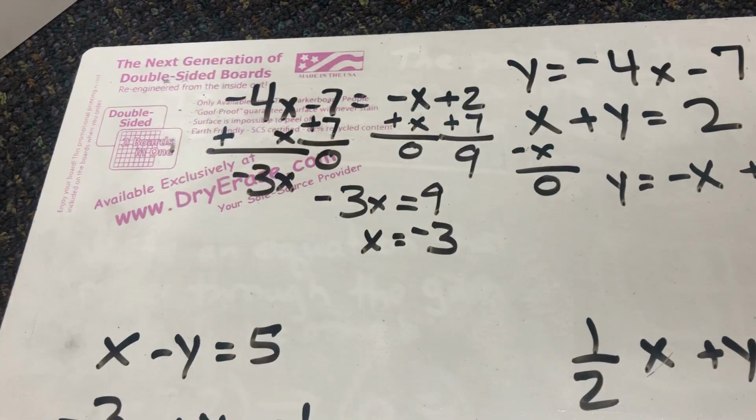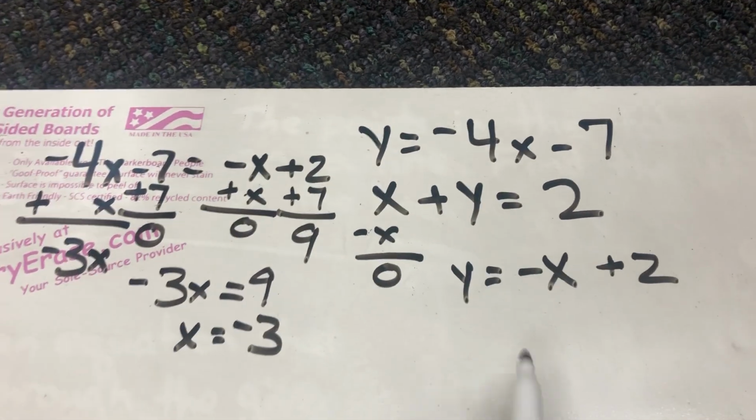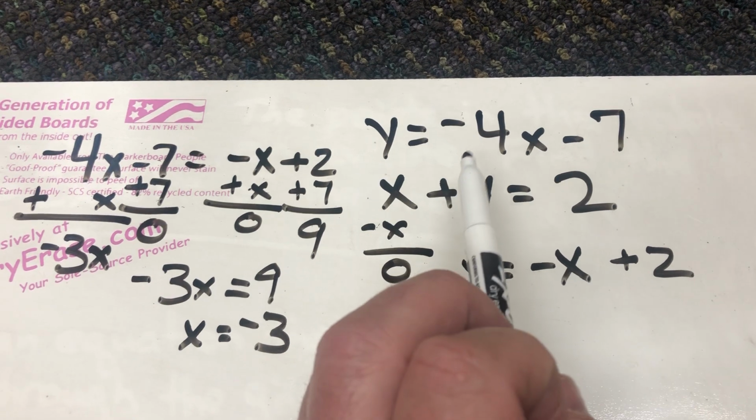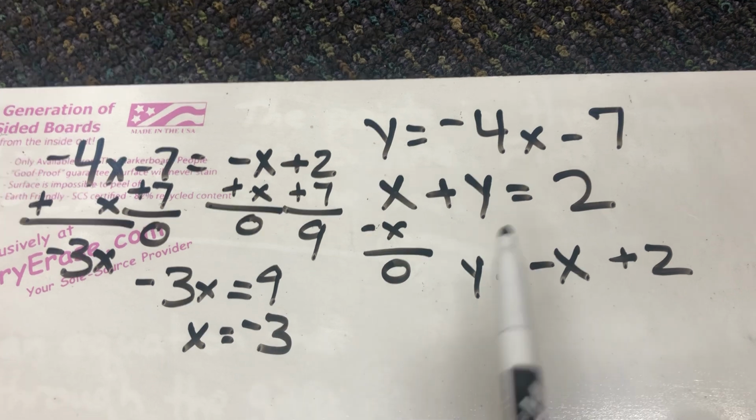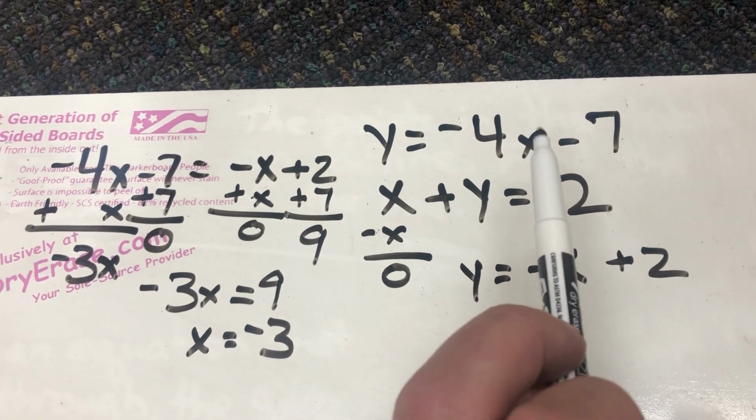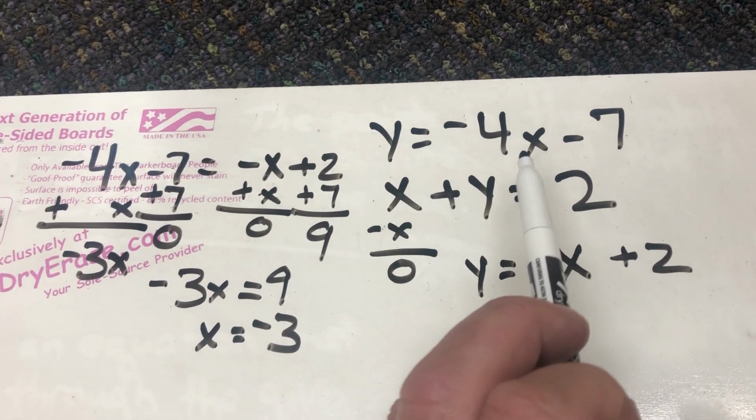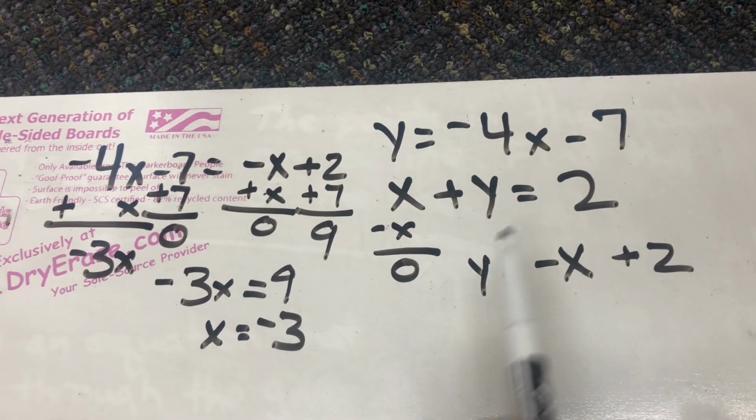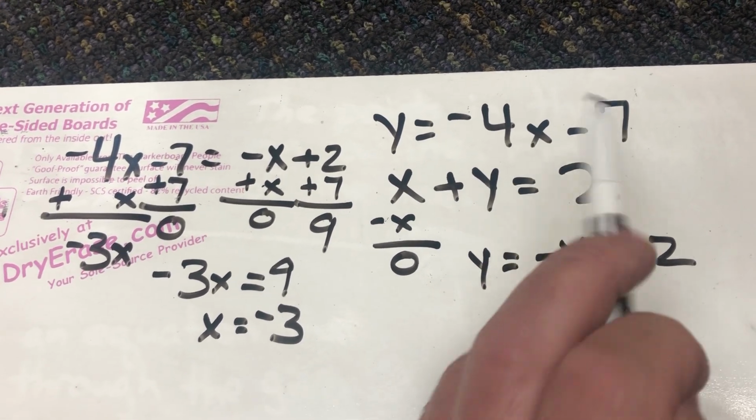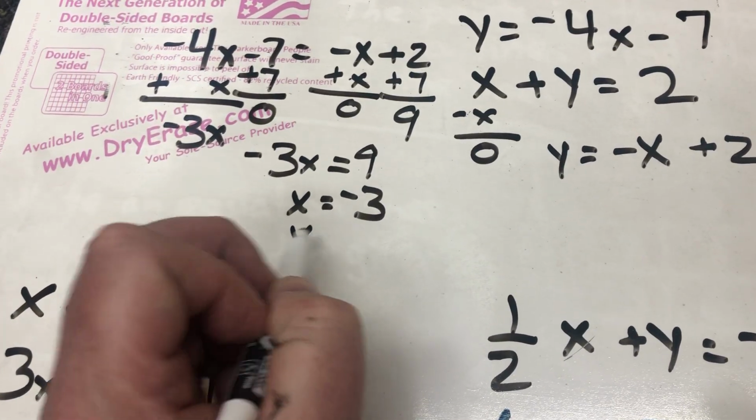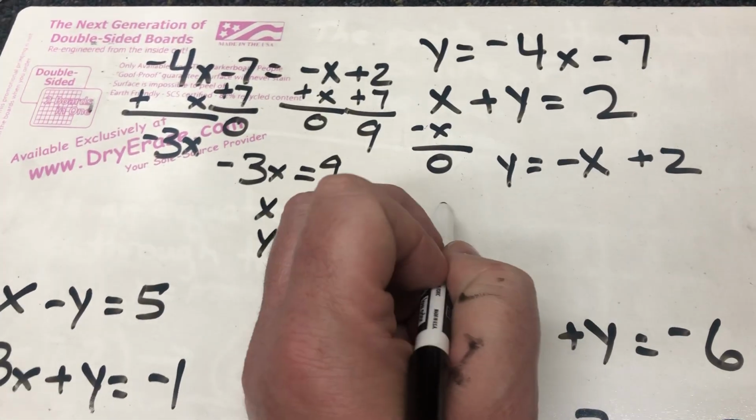And when I go back in and plug in my values, I'm going to go to this one that's already in slope-intercept form. Y equals negative 4x minus 7. Well, I know that x equals negative 3. A number right next to a variable means multiplication. So this is negative 4 times a negative 3, and a negative 4 times a negative 3 is 12. So that gives me 12 minus 7. Well, 12 minus 7 is 5. Y equals 5.